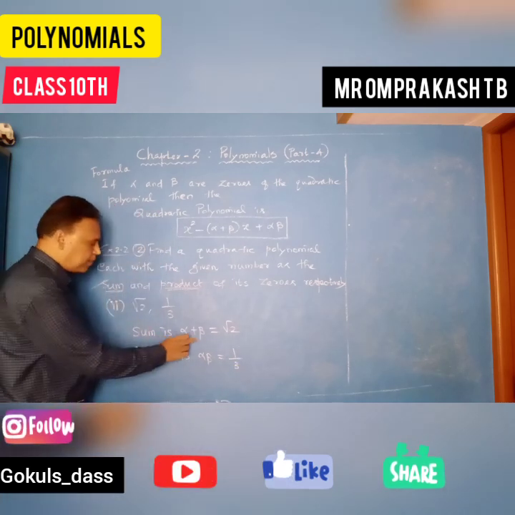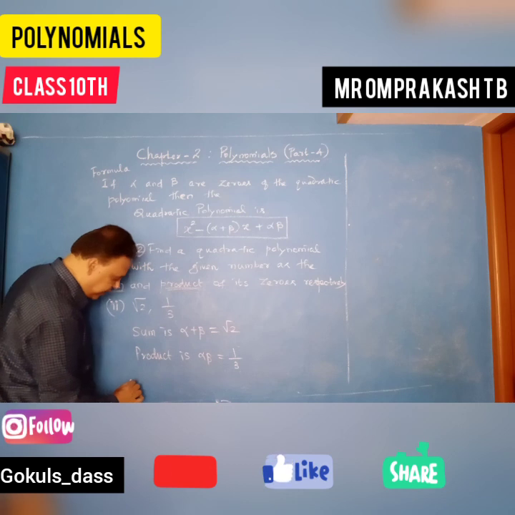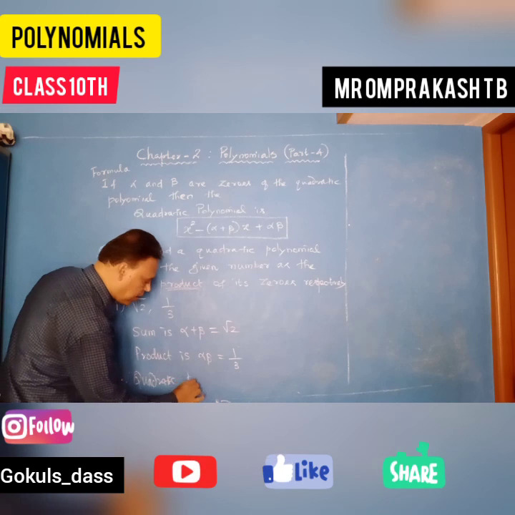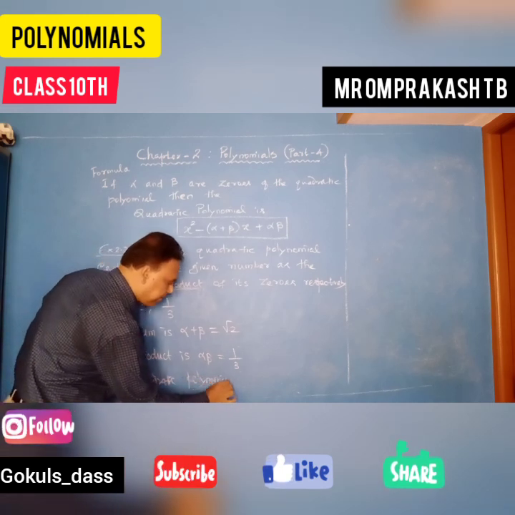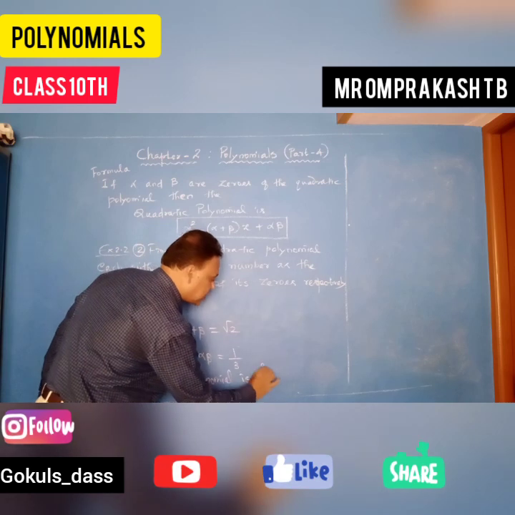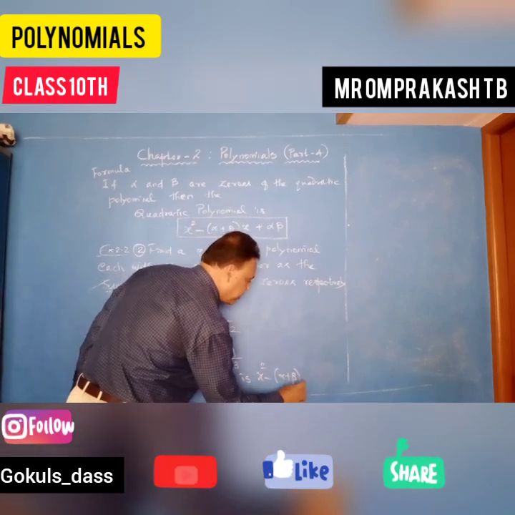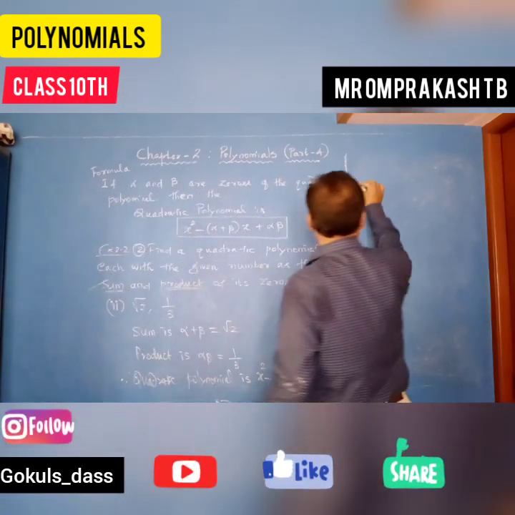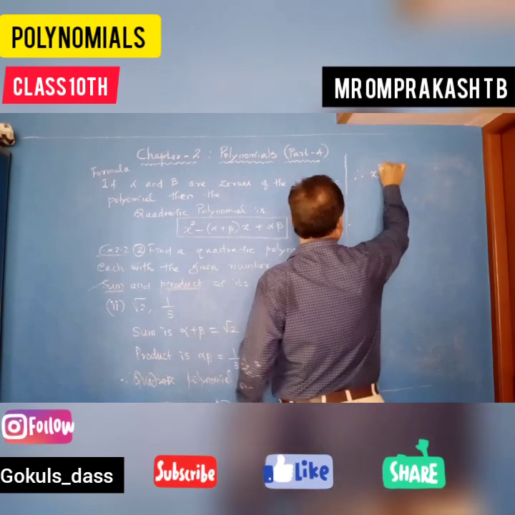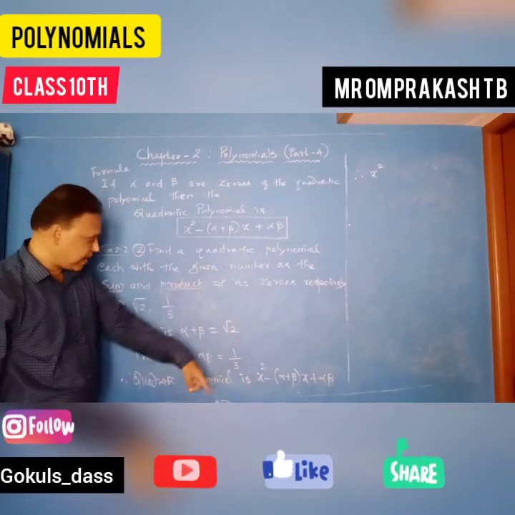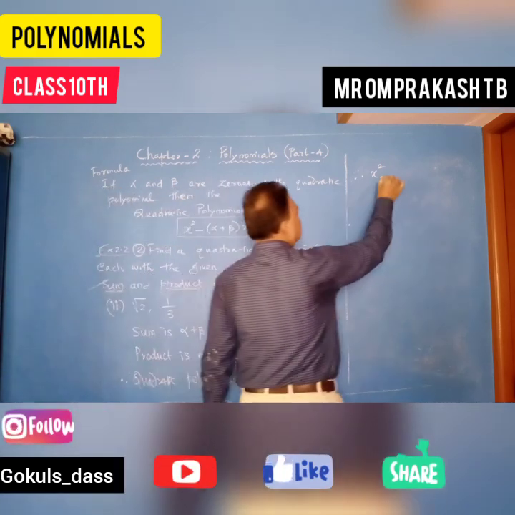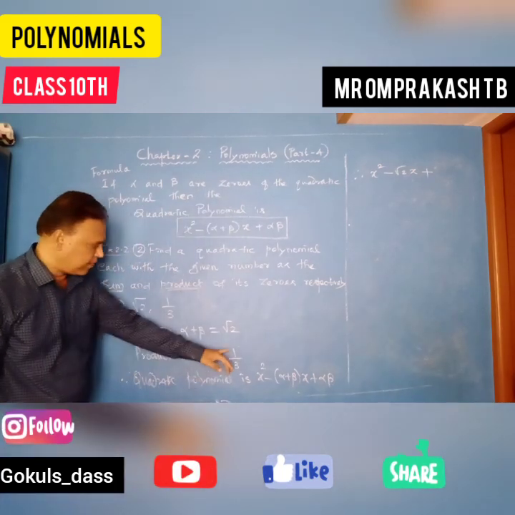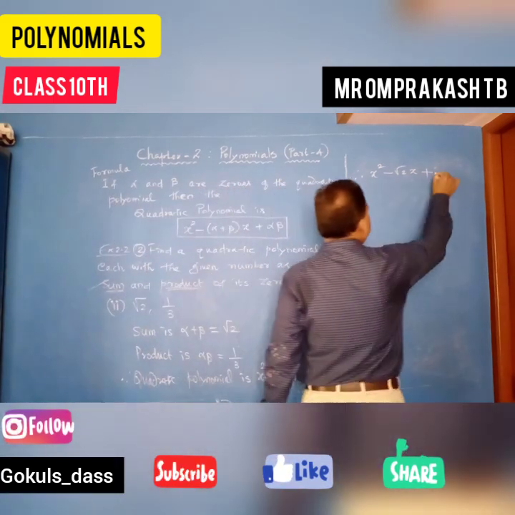So now we have alpha plus beta and alpha beta. So immediately write the quadratic. Therefore, the quadratic polynomial is x squared minus (alpha plus beta) into x plus alpha beta. Now replace it. This can be written as x squared minus root 2 x plus, what is alpha beta here? 1 by 3. Alpha beta is 1 by 3. Okay, replace it with 1 by 3.